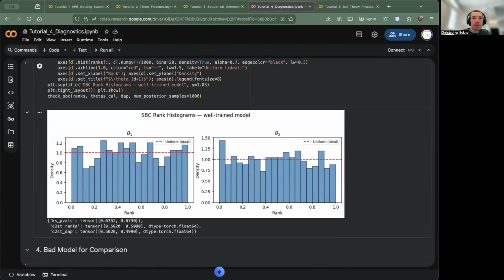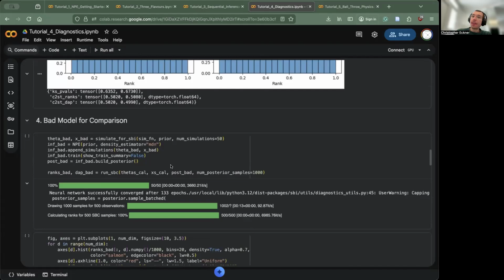So yeah, fine. So like 50% are above, 50% are below this optimal line. So it just averages out. It's a uniform distribution, so we are happy. So this looks like a well-trained model.